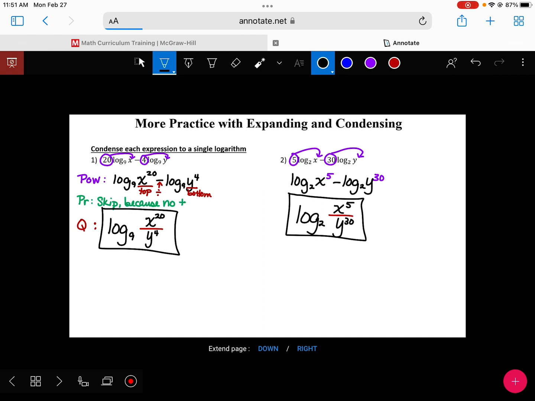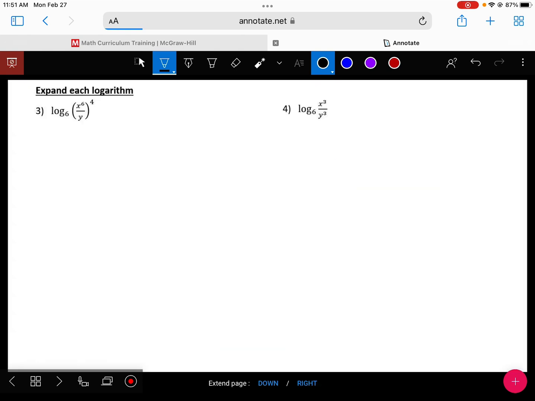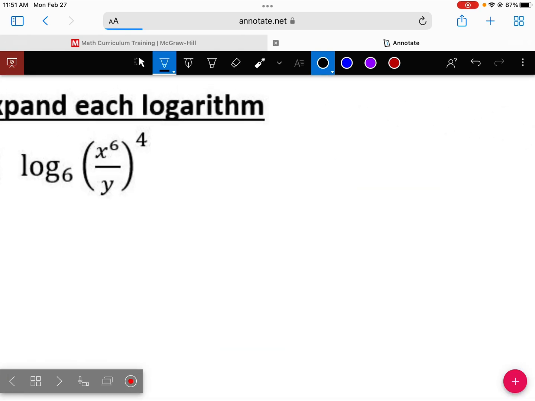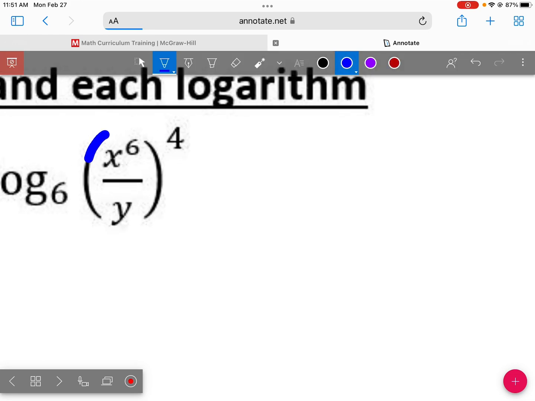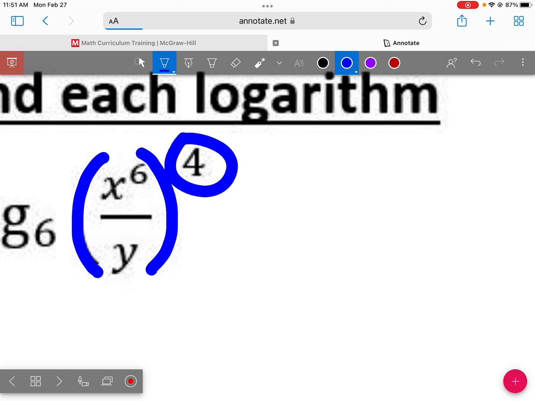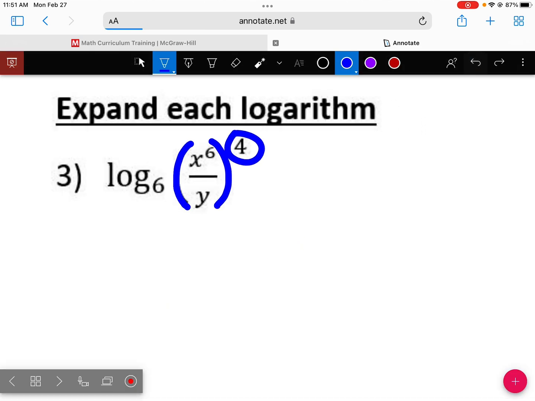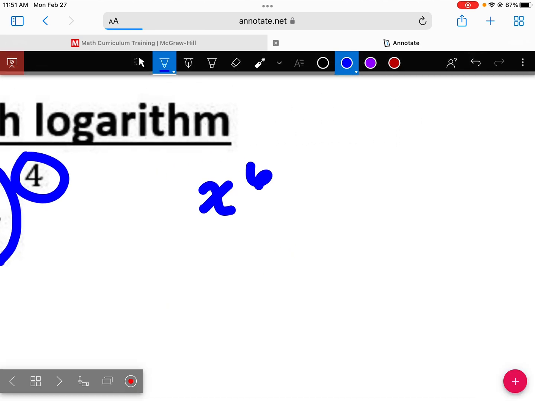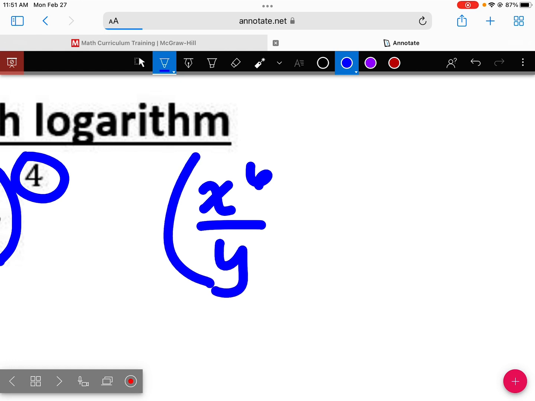All right. Do you guys have any questions for me about these two? No. Cool. Let's look at the next one. Number 3 is weird. We do have parentheses around it. We have these parentheses around our argument. What's on the outside of those parentheses? An exponent. X to the 6th over y all to the 4th.